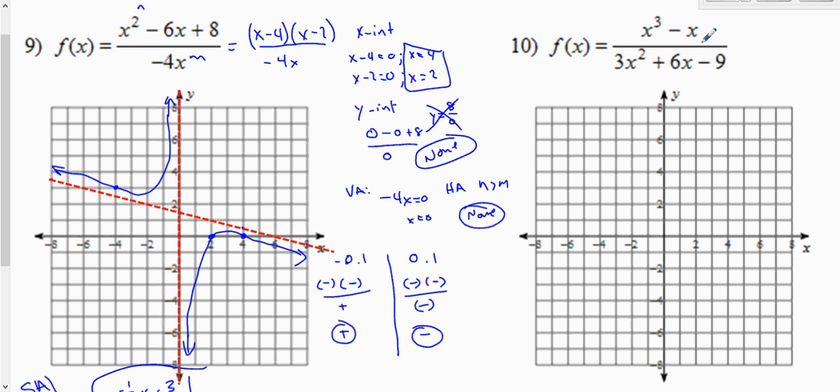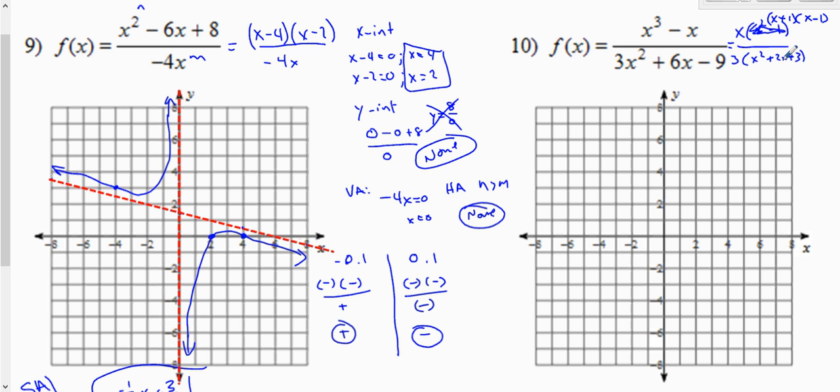Okay, so now let's look at number 10. I will factor this. I will get x times x squared minus 1, which still can be factored. Down here, I'm going to factor out a 3. When I factor out 3, I get x squared plus 2x plus 3. x squared minus 1 is x plus 1 and x minus 1. So x plus 1 and x minus 1. And I will cross this out.